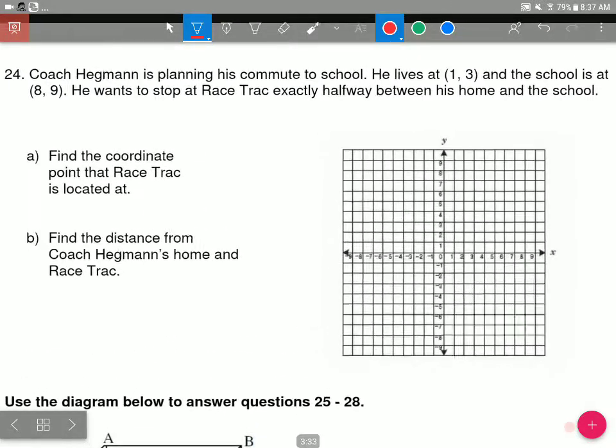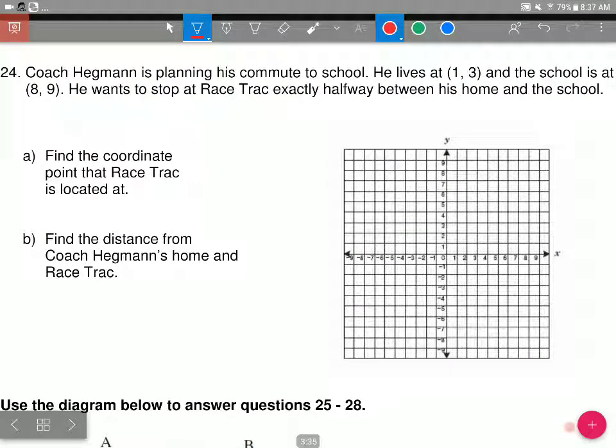All right, last Pythag one for this little section. Coach Hegman is planning to commute to school. He lives at 1, 3. I really hope that's not his actual address, but he lives at 1, 3, and the school is at 8, 9, so way up here. He wants to stop at Racetrack, exactly halfway between his home and school. So Racetrack is somewhere in there. All right, find the coordinates of Racetrack.